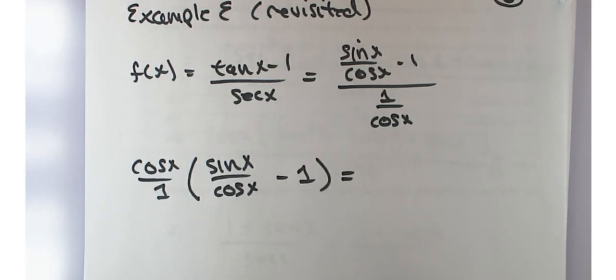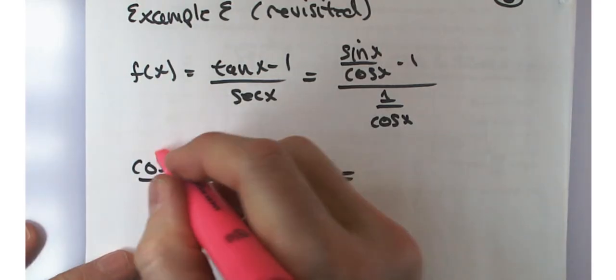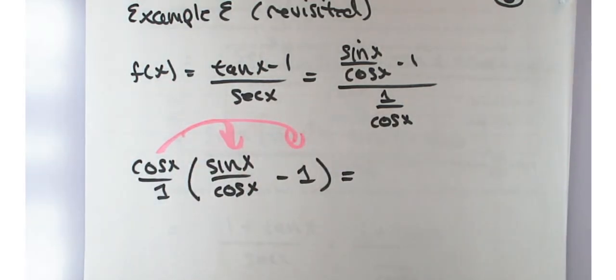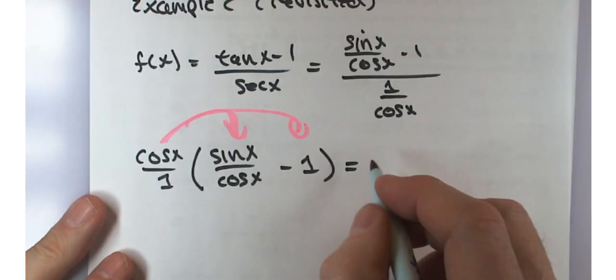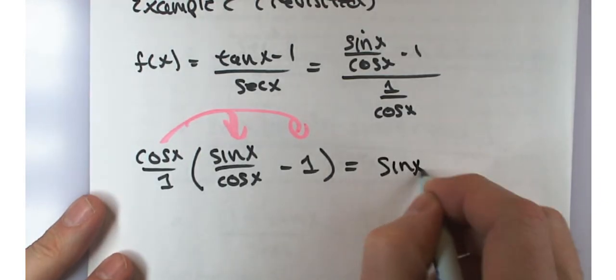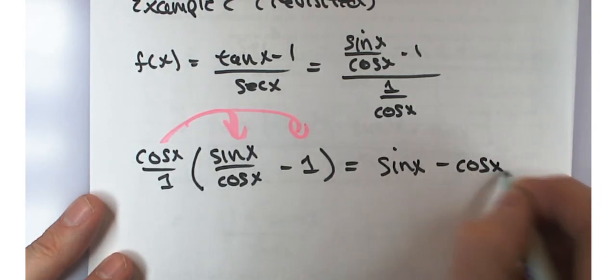Blake. Where's Blake today? There we go. Thank you, Blake. What's going to happen when I distribute that, please? We distribute cosine. Okay, so what will I end up with? You'll have sine over 1 minus cosine. Nice.